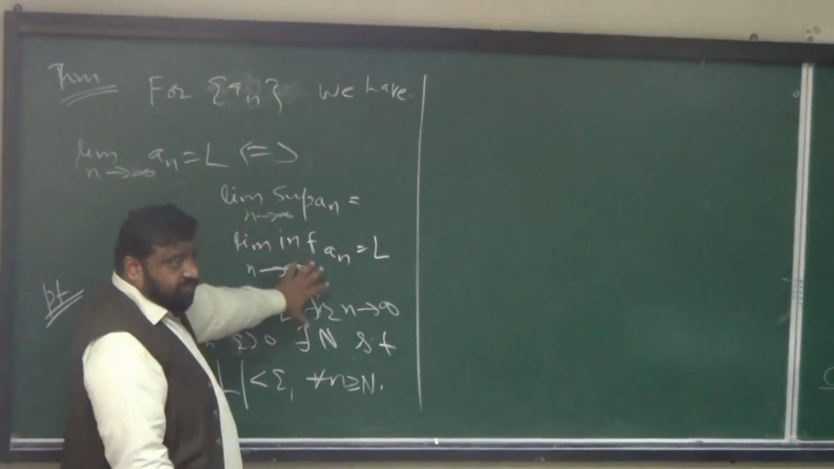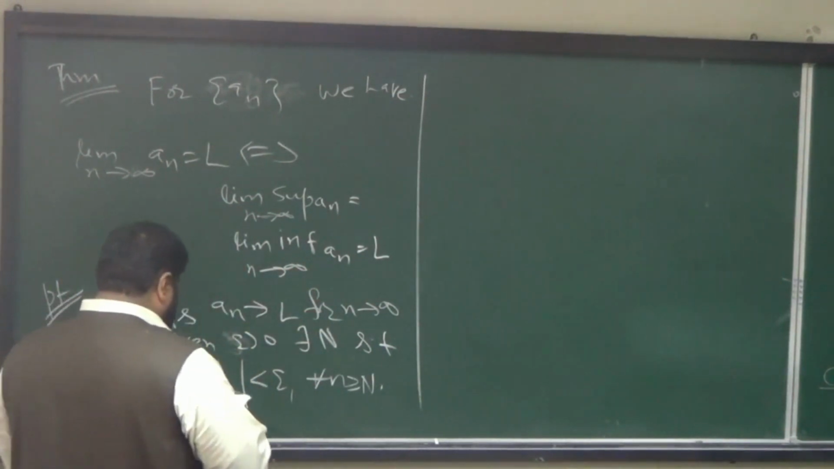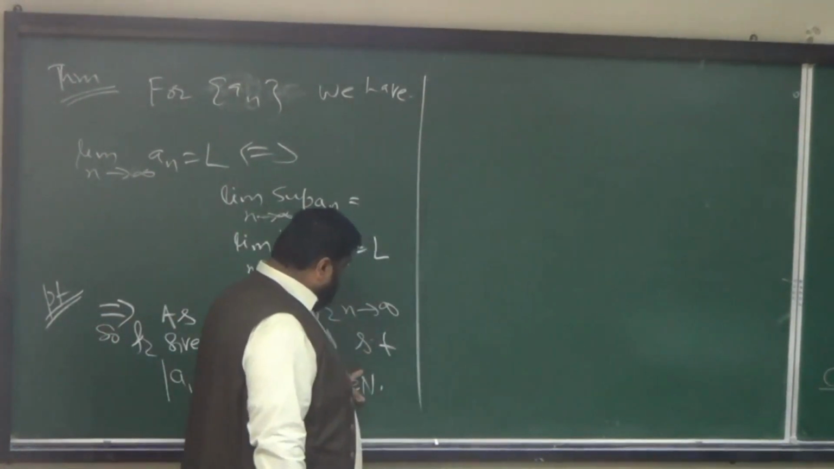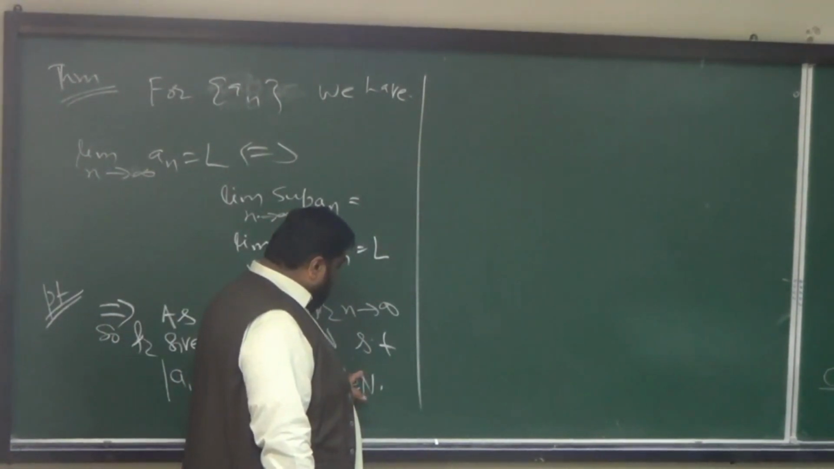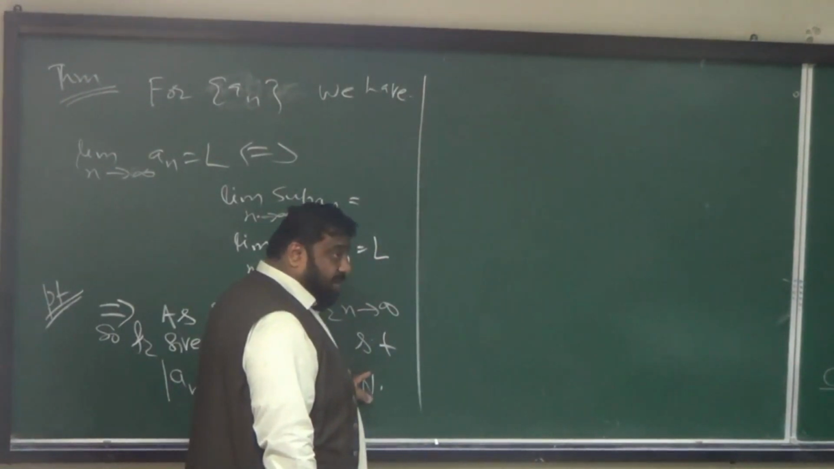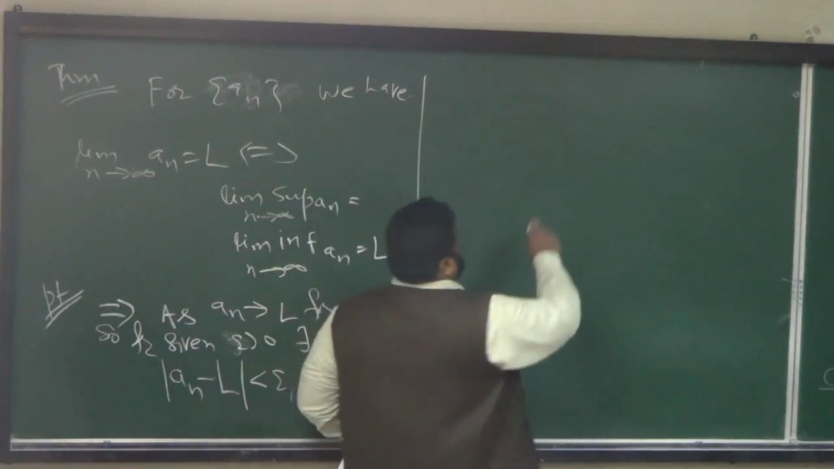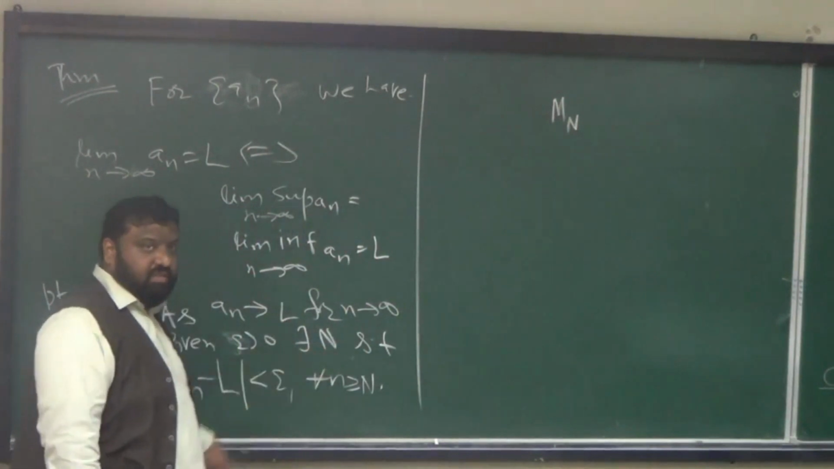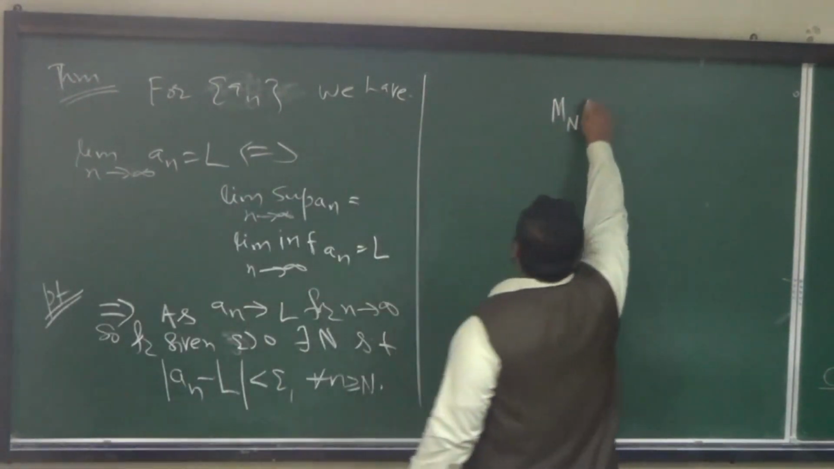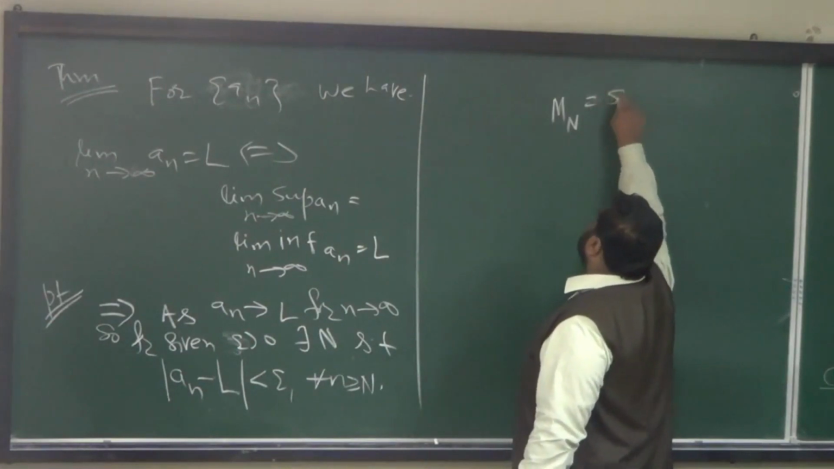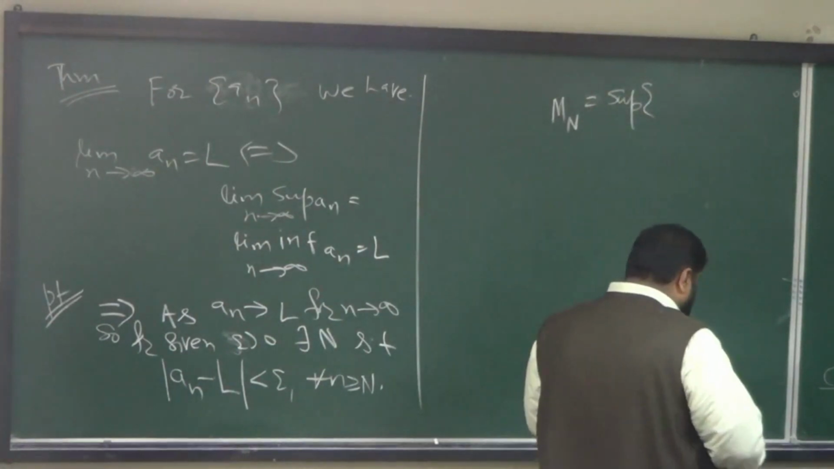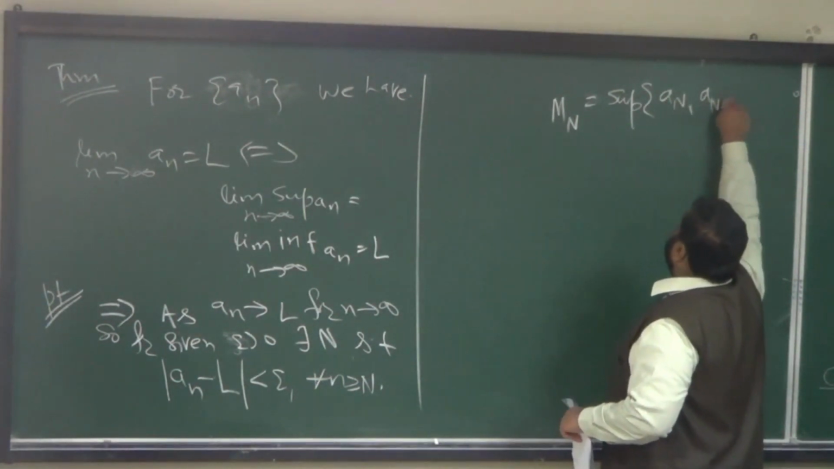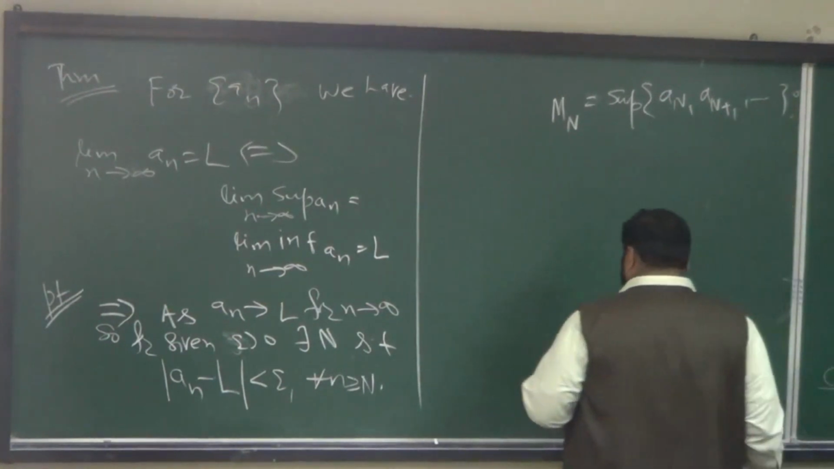So we assume this and then we'd like to calculate this. Now consider the capital M corresponding to this N. In other words, this M_N is going to be the supremum of a_N, a_{N+1}, and so on and so forth.